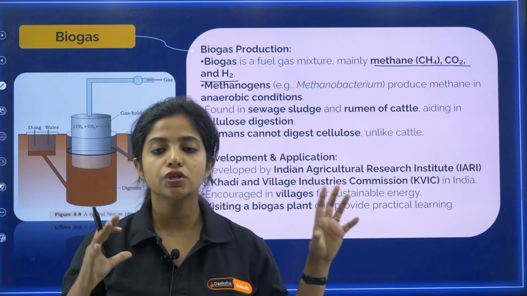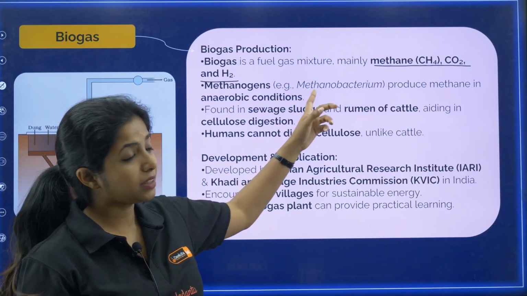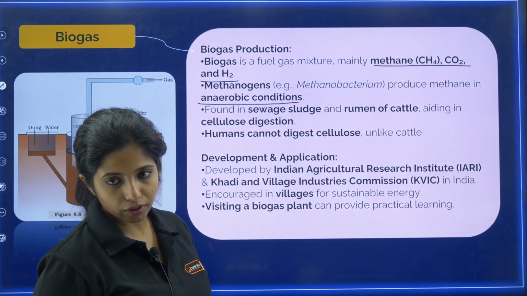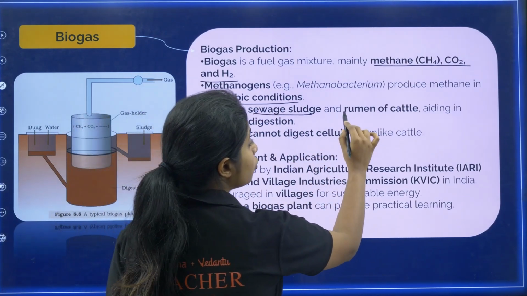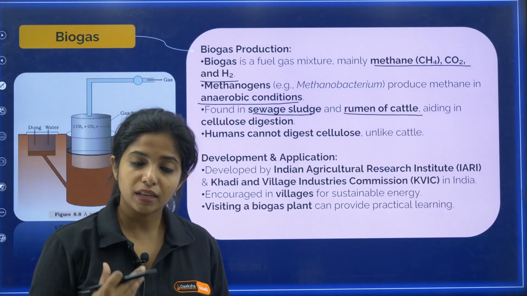It is a combination of gases. This is a very important question. Now, methanogens are there, for example Methanobacterium, that produces methane in anaerobic conditions, my dear children. It is found in sewage sludge and in the rumen of the cattle. In the rumen of the cattle, my dear children, they also have methanogens in them.